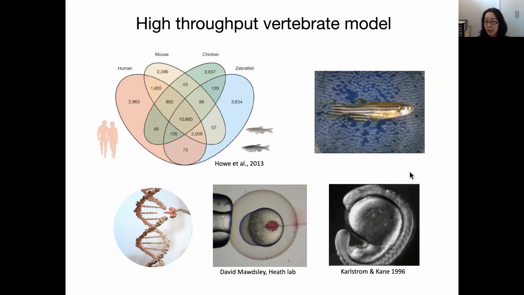Studying the fish is not going to be very interesting if we don't have conservation across to what we're really interested in, which is understanding human health. This Venn diagram shows genetic conservation across different vertebrate model systems. Just to highlight, over 10,500 genes are highly conserved across the vertebrates. But what I also find interesting is that the number of genes that make each of these species unique is of a similar order of magnitude. The number of genes that make humans different from mice is not that different from the number of genes that make zebrafish quite specific.